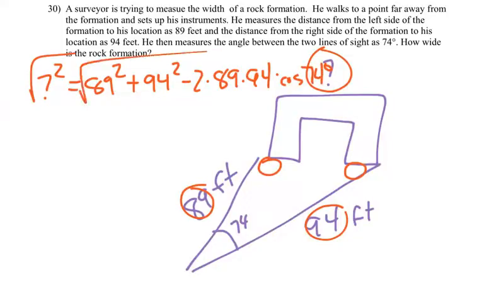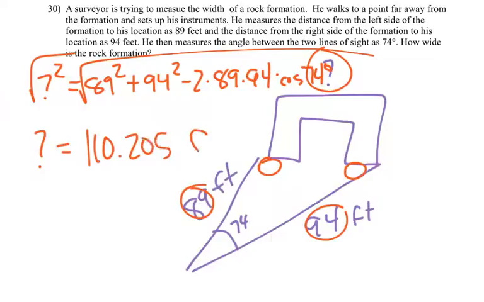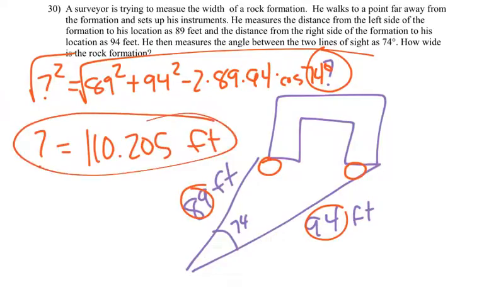Then because we're just going to take the square root of that whole thing, we use our handy dandy calculators and we type it in. The square root of 89 squared plus 94 squared minus 2 times 89 times 94 times the cosine of 74 degrees. Hit enter and we get 110.205 feet. There's our measurement, about 110 feet.